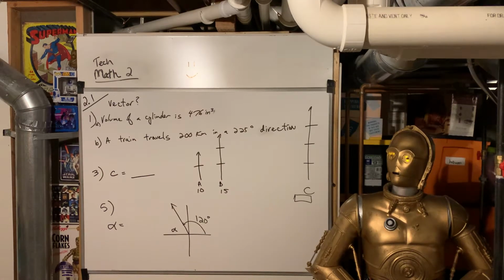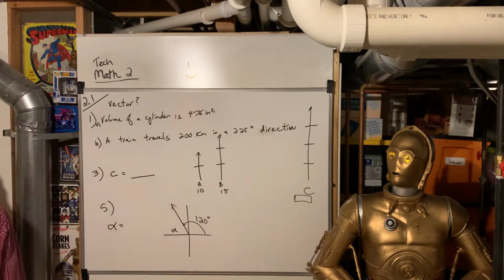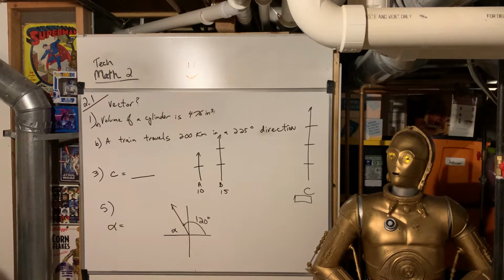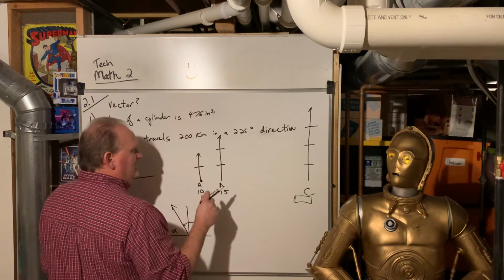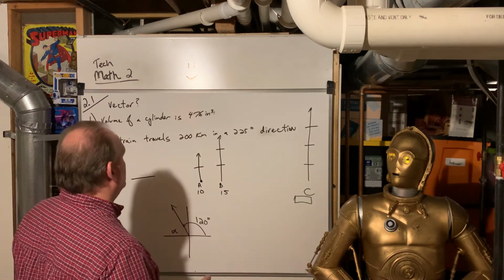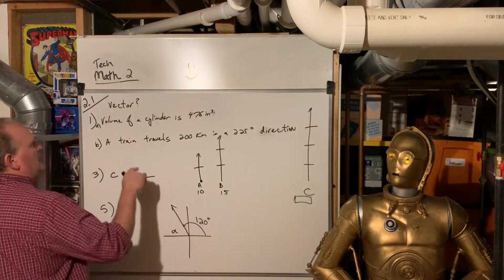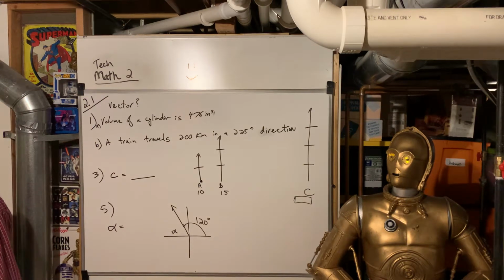Okay, we are back. This is Techmath2, and we're on chapter 2. We're looking at vectors. So 2.1 is vectors. Let's take a look. A vector looks like a ray. It's got a starting point and an ending point, a defined distance, and a determined angle that it's going on, or a trajectory.